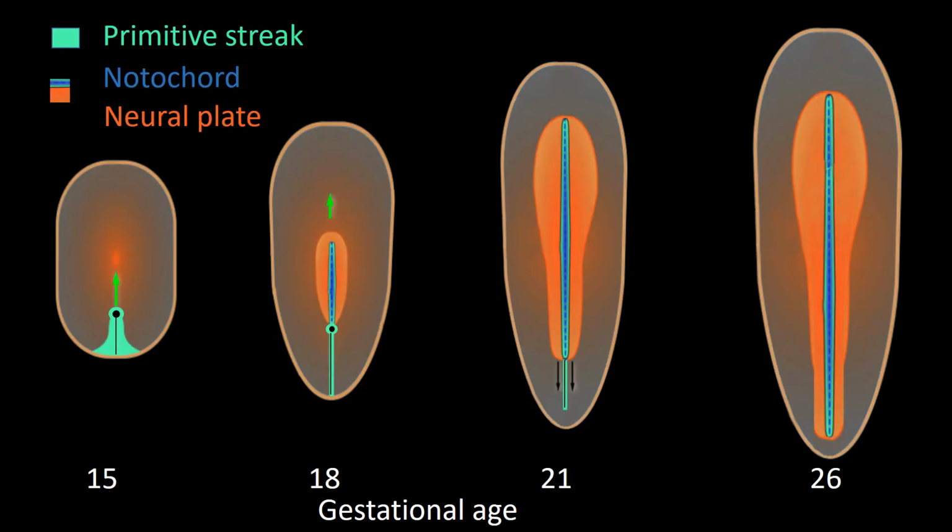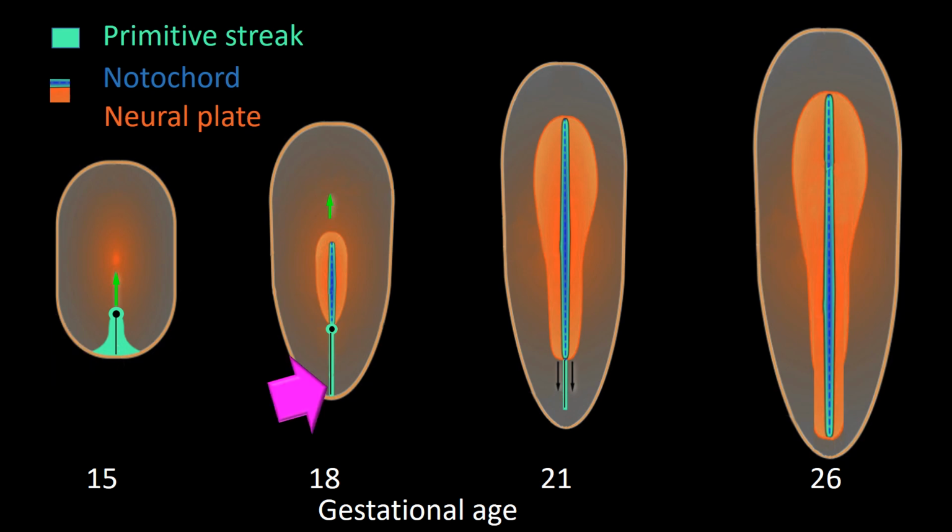This is a schematic representation of the normal evolution of the primitive streak. On day 15, the primitive streak presents as a caudal cylindrical mass with a thick base and the primitive node and primitive pit rostrally.